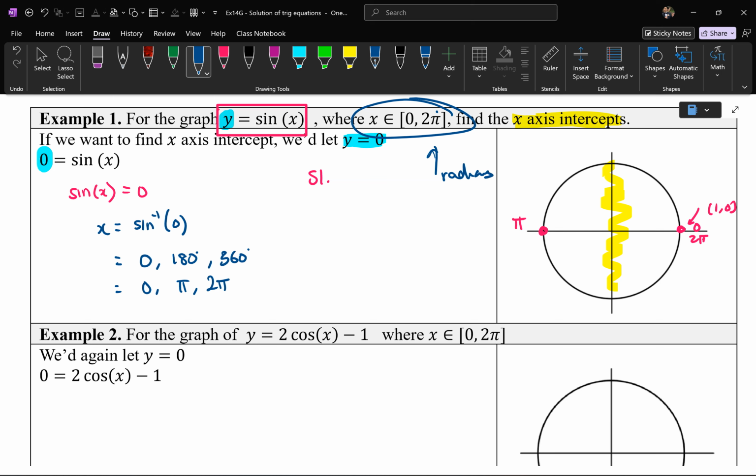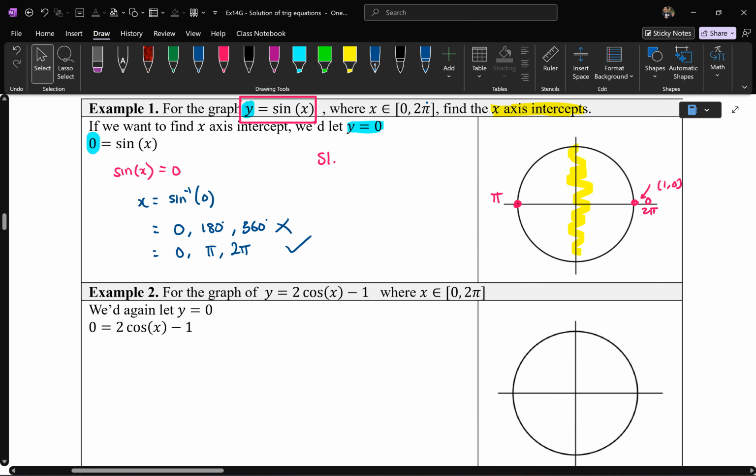Okay? Had they said 0 to 360, then it's okay. But at the moment, we're working in radians, so this is a bad answer. This is the correct answer. But I'm saying it in degrees to help you understand the unit circle. Let's try the next one. So 0 is easy. 0 is nice. You can visualize it. Let's try the next one.